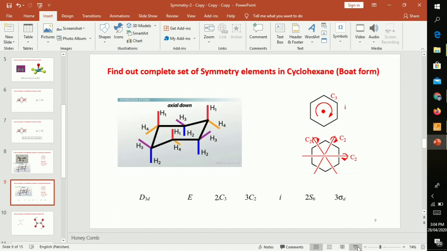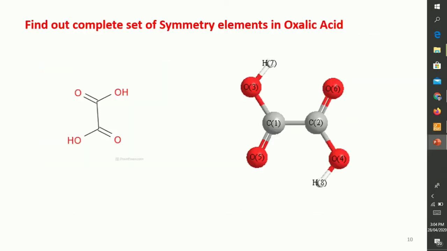So the next one is to find out the complete set of symmetry elements and operations in oxalic acid. So the next one is the oxalic acid. For oxalic acid, we know that this is the dicarboxylic acid, and the structure of this dicarboxylic acid is like this one. There are 2 carbon and 4 oxygen atoms along with 2 hydrogen. COOH twice, oxalic acid. To find out the symmetry elements, we need to write the identity first in oxalic acid.